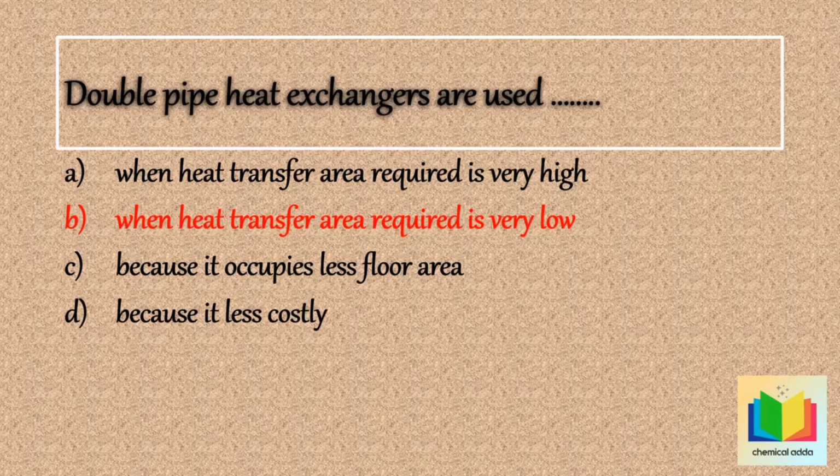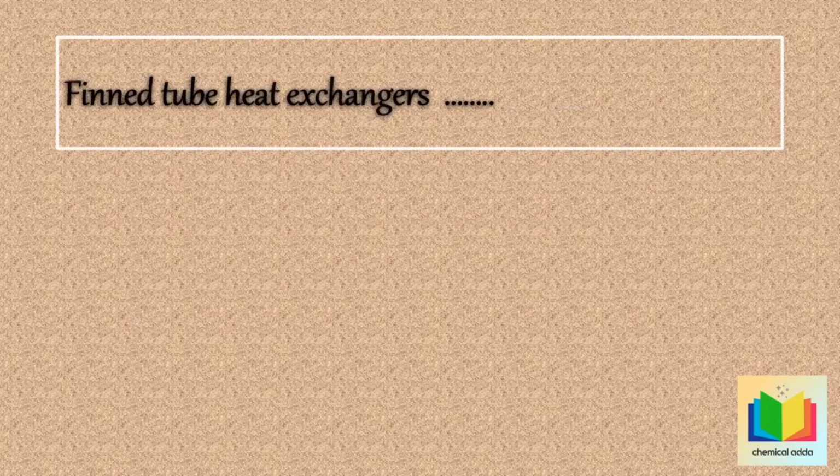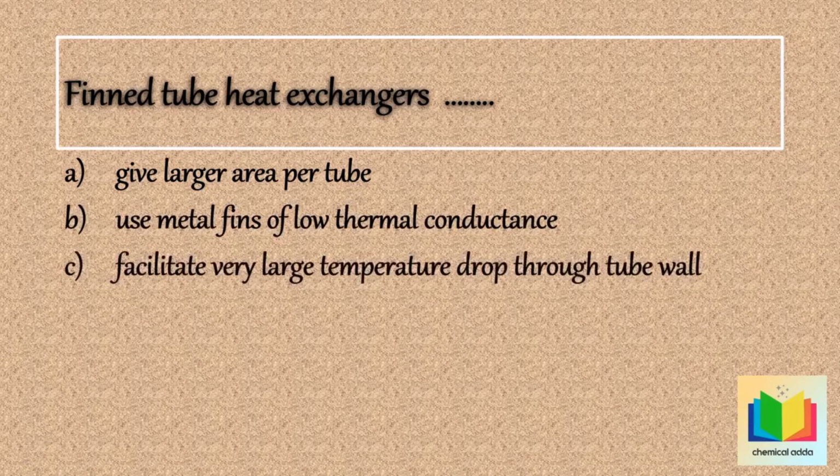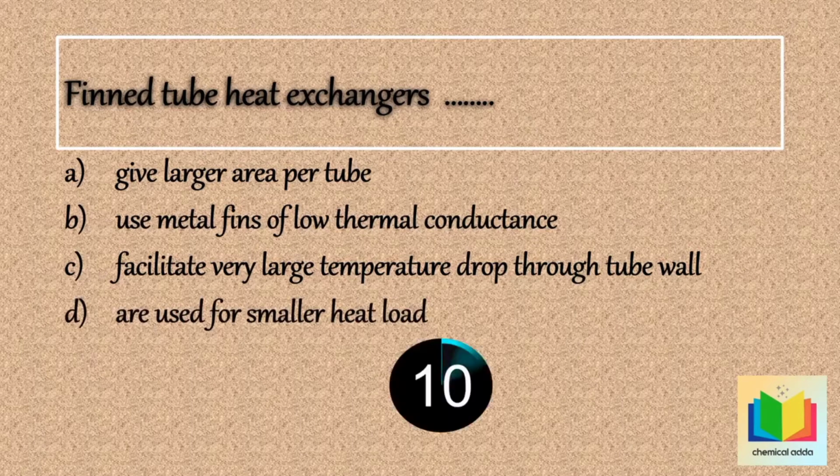Now, next question. Fin tube heat exchangers. Options are: option A, give larger area per tube. Option B, use metal fins of low thermal conductance. Option C, facilitate very large temperature drop through tube wall. Option D, are used for smaller heat load.